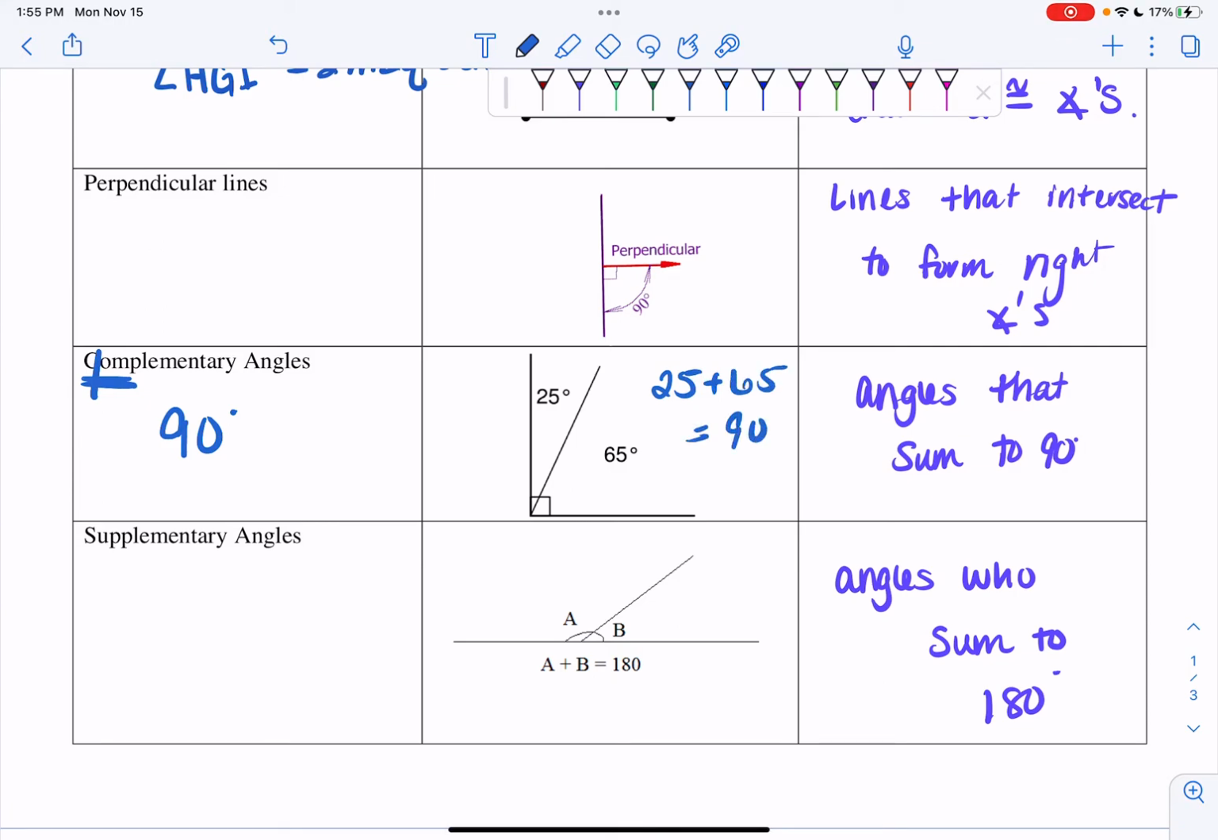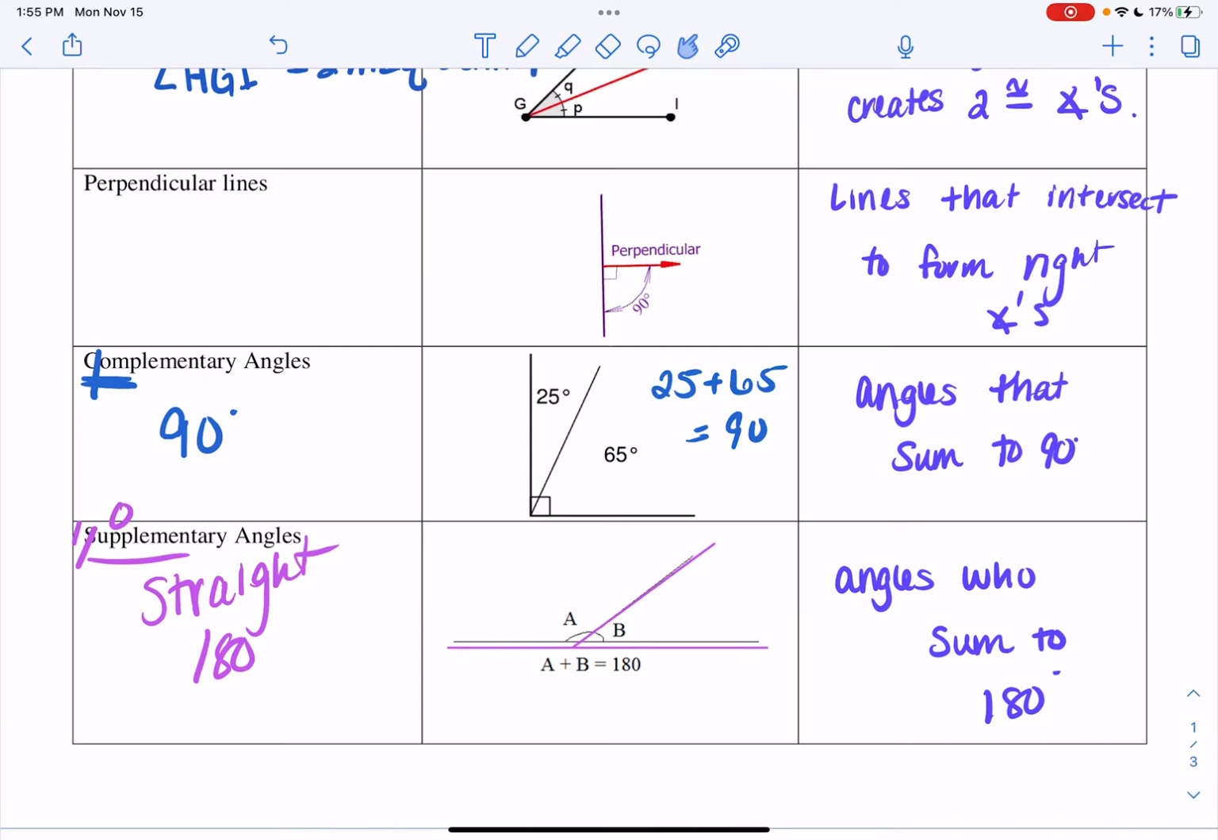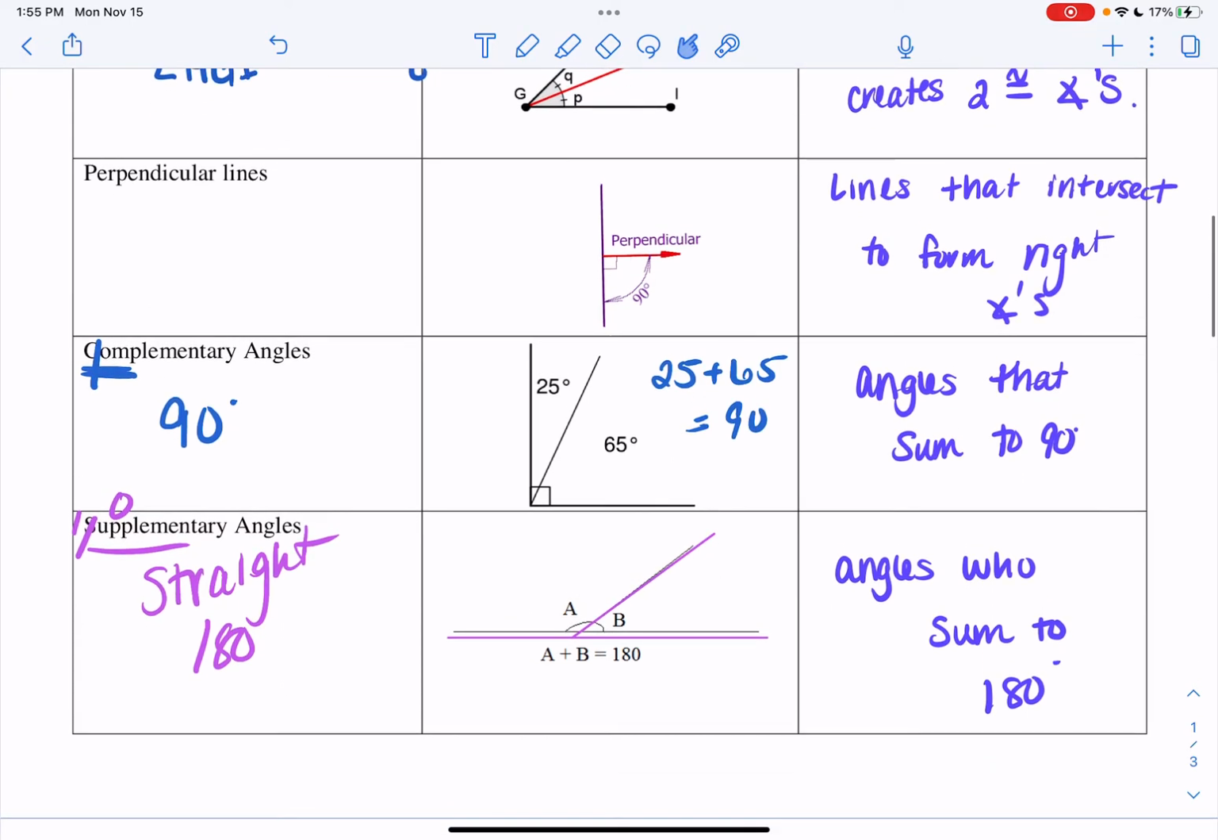Now, supplementary angles are angles that I can make with 180. So supplementary, think of straight. These are going to be straight lines. So if I look, I have a straight line right here, and then I have that line jutting out of it, and I can say that angle A plus angle B is equal to 180.